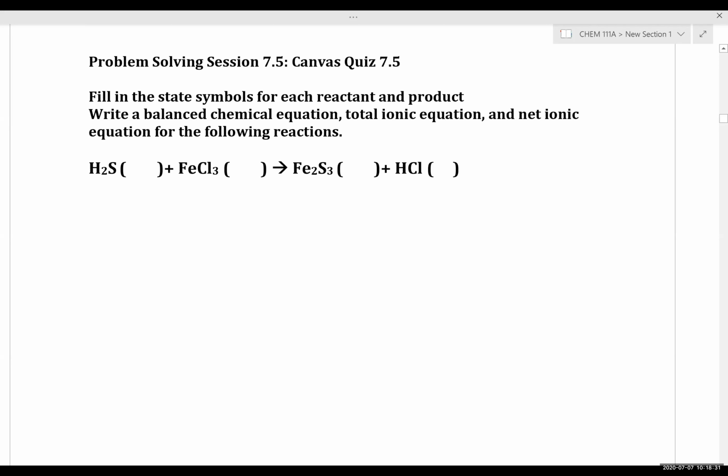And the balanced equations that I'm seeing in the chat look good so far. Let's focus on assigning state symbols, and then we'll talk about the state symbols for each of these compounds in about 1 minute.